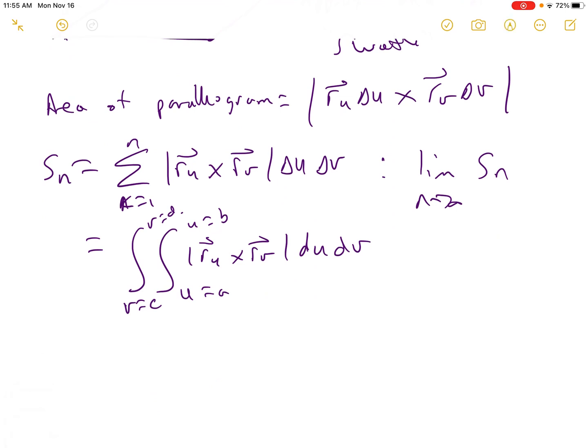And now this whole piece here is what we call d sigma. It's the surface area differential. Right, and there it is. I mean, that's how you find the surface area of a parametrized surface. Okay.